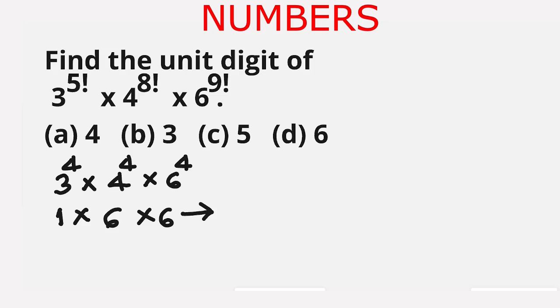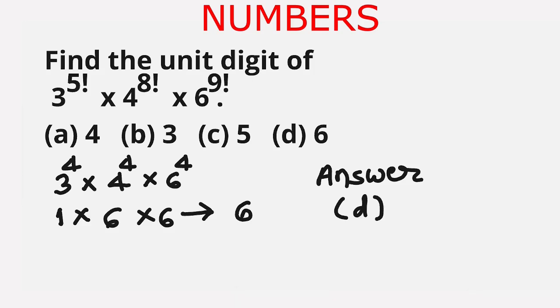1 multiplied by 6 is 6, and 6 times 6 is 36, and ones place digit of the given question comes out to be 6. This way we can easily find the ones place digit of the given question. And from the given options, our answer is option D, 6. I hope you have understood the method of solving such type of questions. We go to the next question.